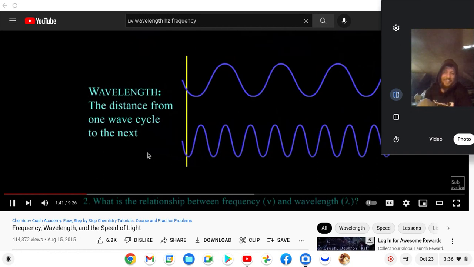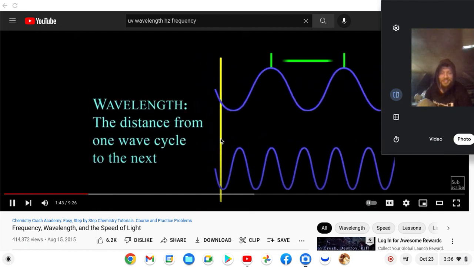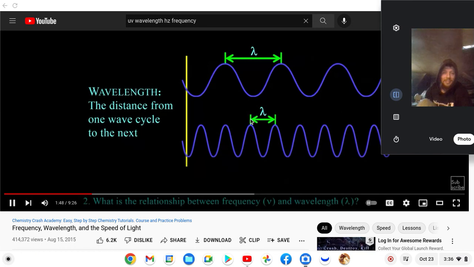You can see here two different waves. The top wave has a longer wavelength. The bottom wave has a shorter wavelength. Both waves move at the same speed. Will different wavelengths affect their frequency?